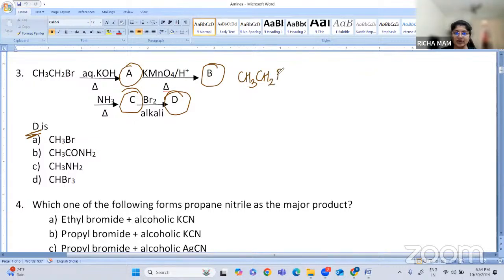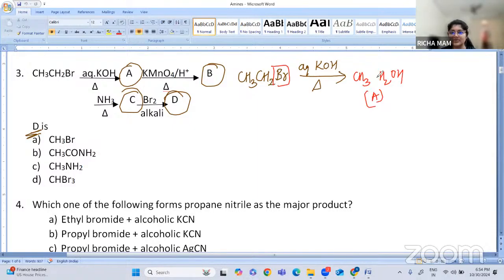First is your ethyl bromide, reacted with aqueous KOH, heat it. So what is happening? Br is a good leaving group. So it will be substituted by OH, giving CH3CH2OH. So this is our A. Your Br is replaced by OH.